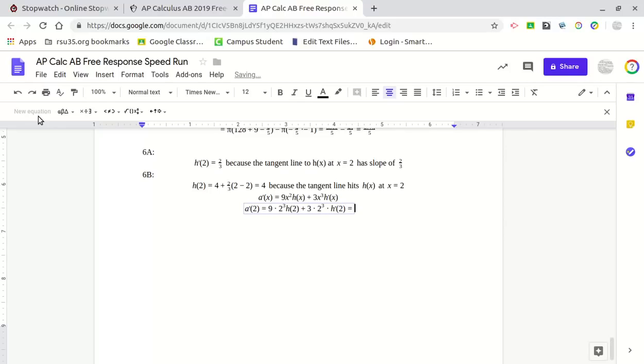So that is 9 times 8 times 4, because h of 2 is 4, plus 3 times 8 times 2/3. I should probably fix that, it's c dot, not x dot. And 9 times, oh sorry, this should be squared. 9 times 4 times 4 is 9 times 16, which is 144. 3 times 2/3 times 8 is 16. 144 plus 16 is 160. And that is g prime of 2.